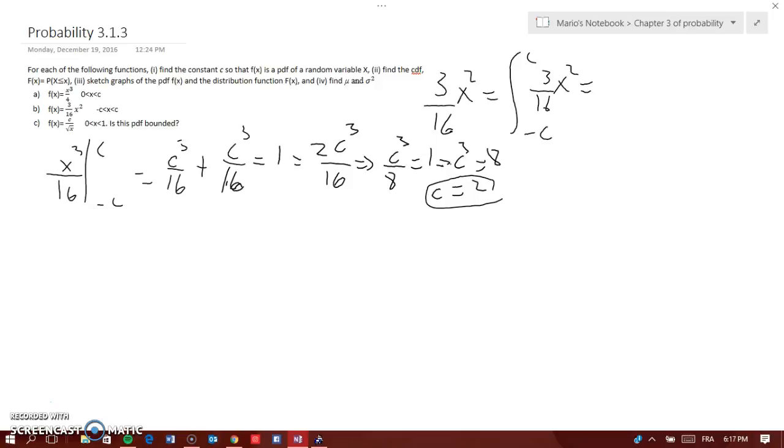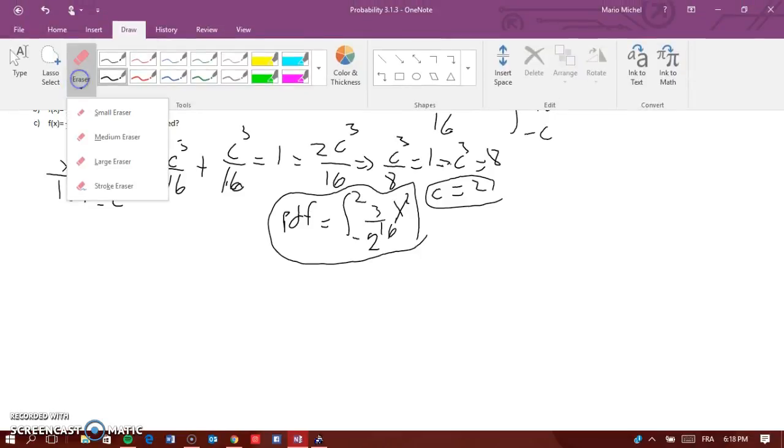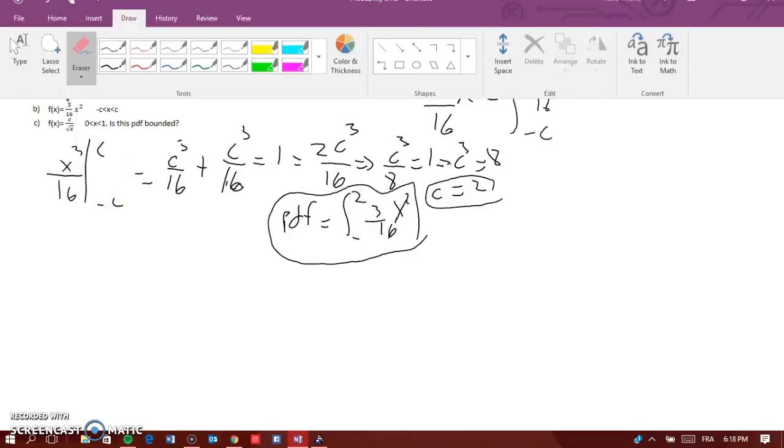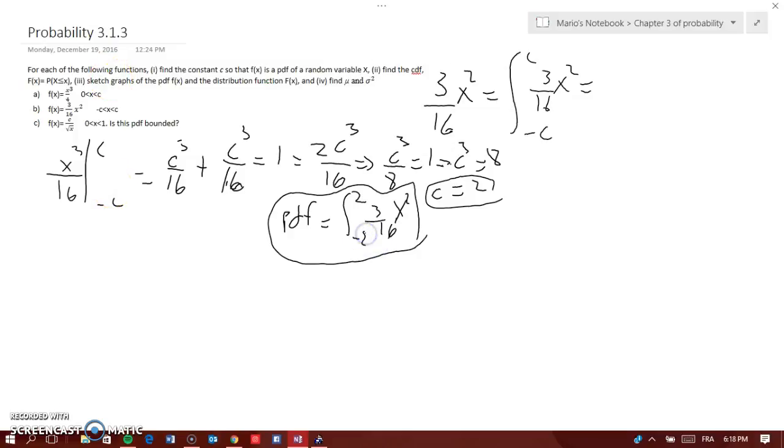And then the PDF now would be what? The PDF would be 3/16 x squared on the interval from negative 2 all the way to 2. That would be your PDF now. So let me actually write that 2 better. That'll be negative 2 here.